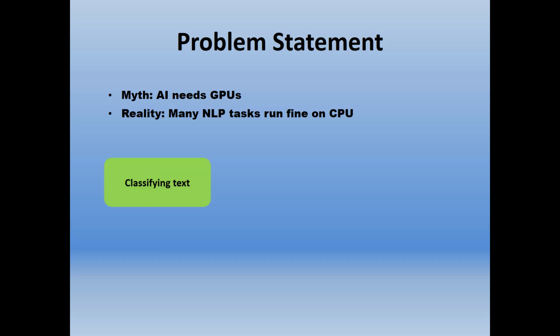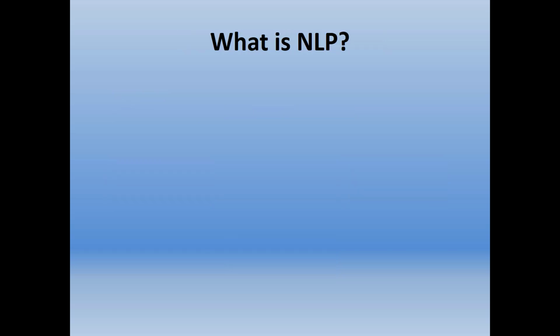A common misconception is that you need a GPU for AI. While GPUs are great for training big models, many NLP tasks run fine on CPU. Tasks like classifying text, analyzing sentiment, or categorizing reviews run perfectly fine on CPU. And why does it matter? Maybe you are experimenting on the cloud or you don't want to pay for expensive GPU instances. With Hugging Face, you can still do a lot on just a CPU. So before we jump into the code, let's quickly understand the basics.